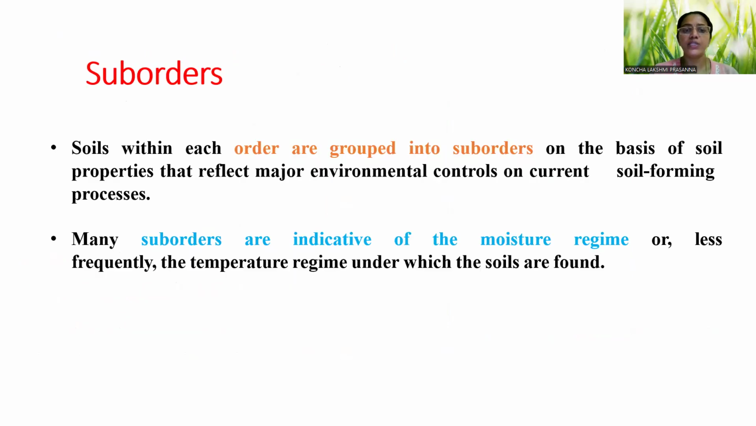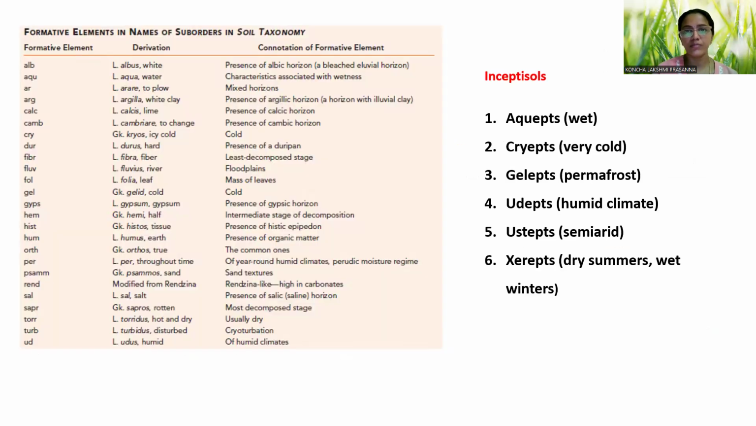Suborders. Soils within each order are grouped into suborders on the basis of the soil properties which reflect major environmental control and also the soil forming process. Many suborders indicate the soil moisture regimes, or more or less frequently the temperature regimes, under which the soils are formed. The suborders are indicative of the moisture regimes or the temperature regimes from which soils are formed. Inceptisols is a type of soil order.